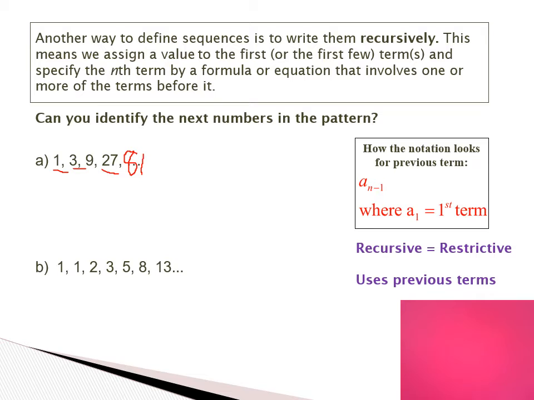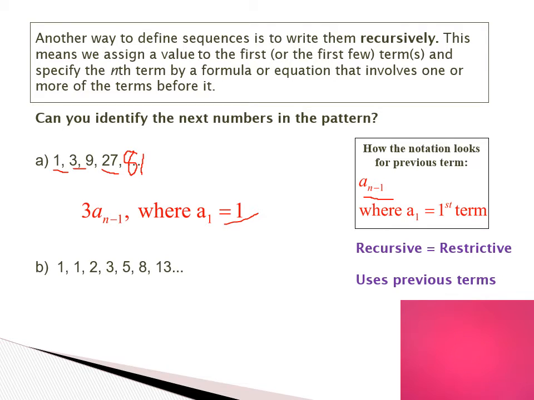So if I want to know the 10th term, I would need to know the 9th term and then multiply it by 3. So it's very restricted in that sense. The formula for this, though, would be 3 times a sub n minus 1. Again, get used to seeing that notation as being the previous term, and then give your first term right there.